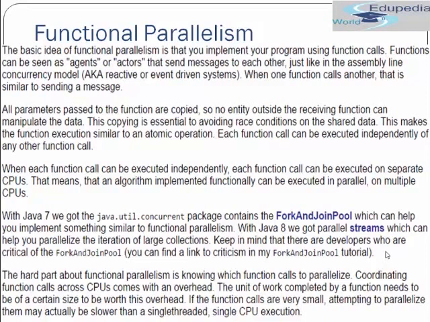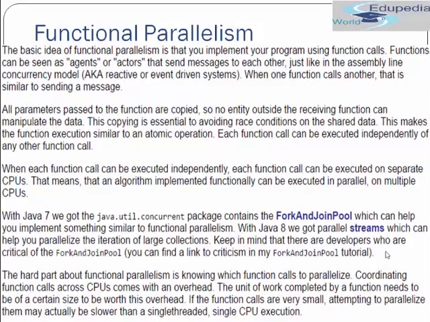Keep in mind that there are developers who are critical of the fork and join pool. The hard part about functional parallelism is knowing which function calls to parallelize. Coordinating function calls across CPUs comes with an overhead. The unit of work completed by a function needs to be of a certain size to be worth this overhead. If the function calls are very small, attempting to parallelize them can actually be slower than single-threaded, single-CPU execution.